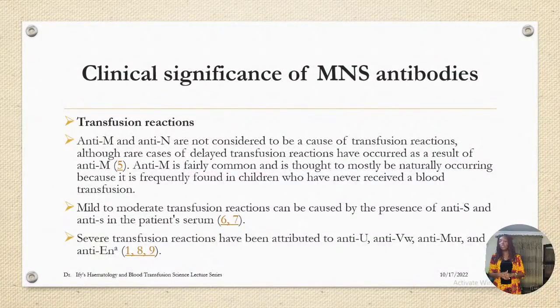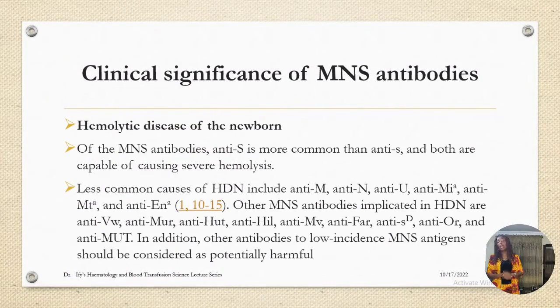Mild to moderate transfusion reaction can be caused by the presence of anti-big S and anti-little s in the patient serum. Severe transfusion reactions have been attributed to anti-U, anti-Vw, anti-Mur, and anti-ENA. They can also cause hemolytic disease of the newborn.